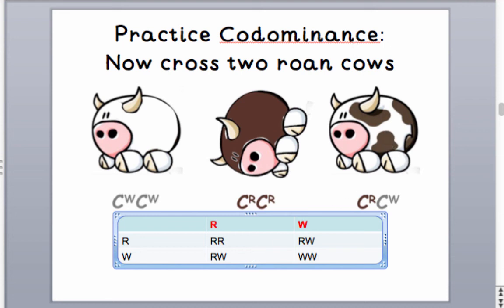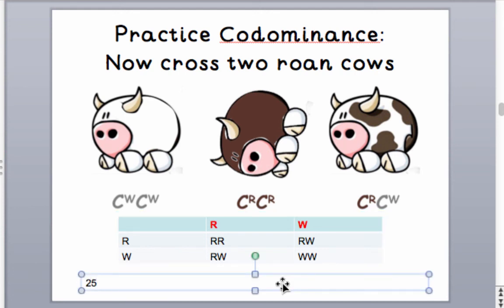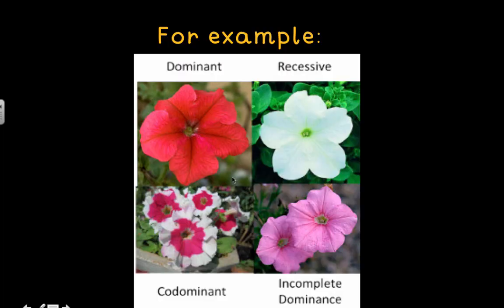Let's write the results in your notebook. 25% RR or brown cow, 25% WW or white cow, and 50% RW or spotted cow, also called roan. Good job! And here is a small summary of what we just saw in the beginning.